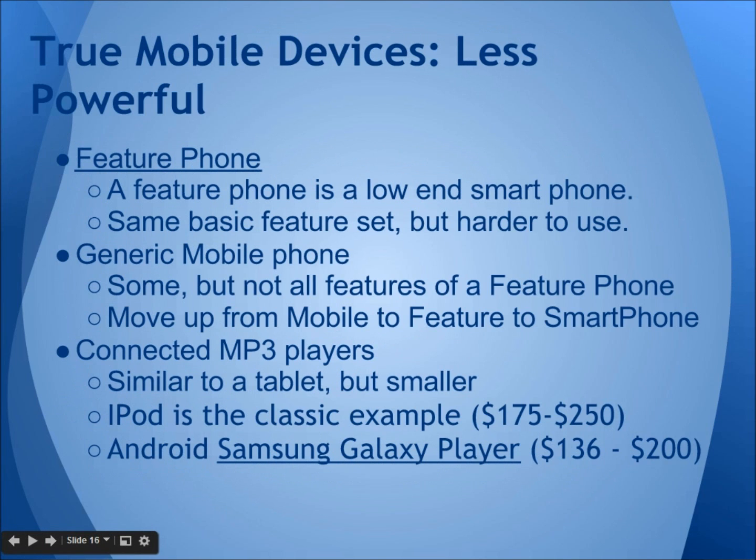True mobile devices are, so here are some less powerful but still true mobile devices. A feature phone would be one of those things, and that's very common. A feature phone is a low-end smartphone, and I kept trying to find, well, what features does a smartphone have that a feature phone doesn't have? And actually, they'll generally have many of the same features. They'll let you browse the network, they'll let you send text messages, they'll let you get on the phone, but it's just harder to use them. They're just less fancy. They're less computer-like is really the best you can say.